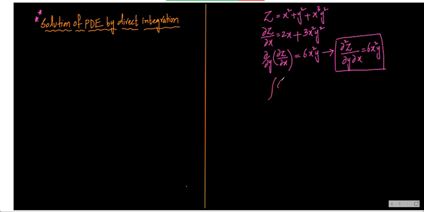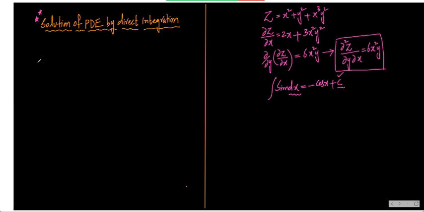Just an example: what is the integration of sin x dx? Negative cos x, and don't forget to say plus some constant, plus c. It means this function sin x we are integrating with respect to x, and we are adding some ordinary constant, that is plus c. But here we have two types of differentiation, so we have to add two different constants. That process we have to discuss today.